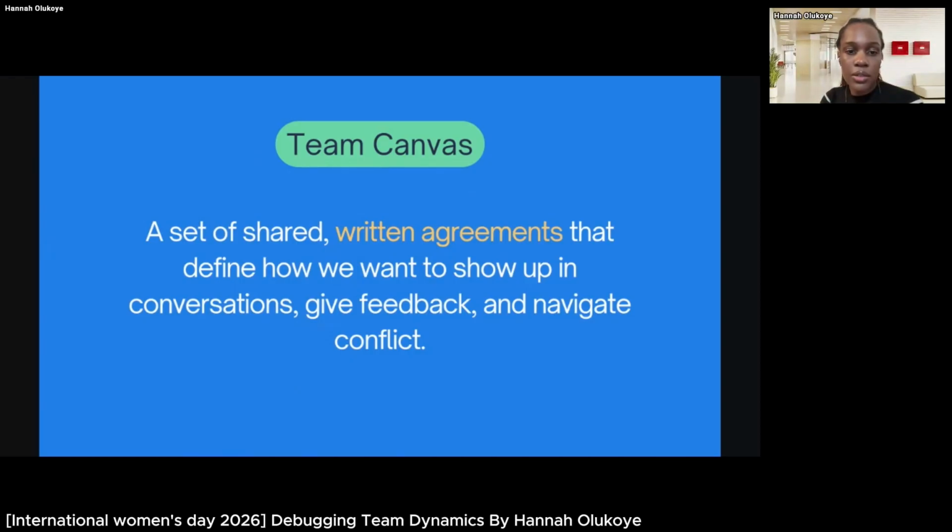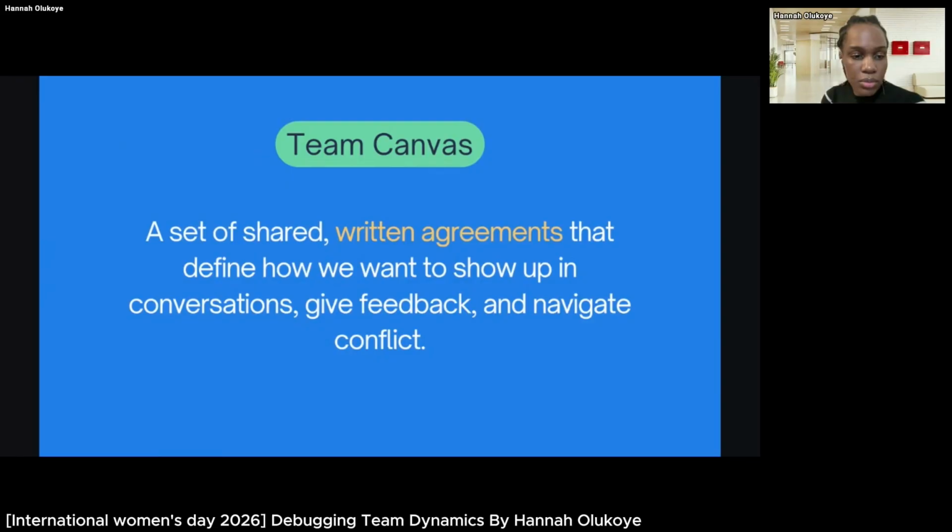So a team canvas is a set of shared agreements that define how you want to show up in conversations, give feedback, and navigate conflict. Because in the end, we wanted to all have this one blueprint that we could always refer to as a team, and would guide us as we continue having discussions, or if need be, conflict arises, and how do we navigate that.